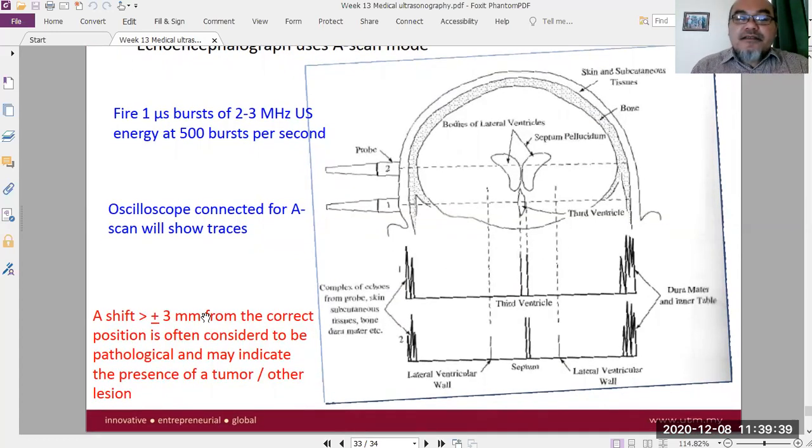A shift of plus or minus 3 millimeters from the correct position is often considered to be pathological and may indicate the presence of a tumor or other lesion inside the brain if there is a shift of more than 3 millimeters.